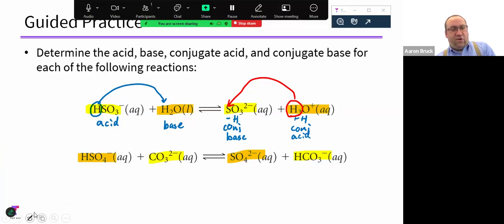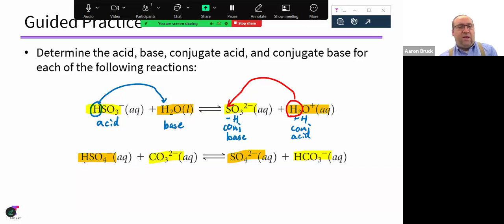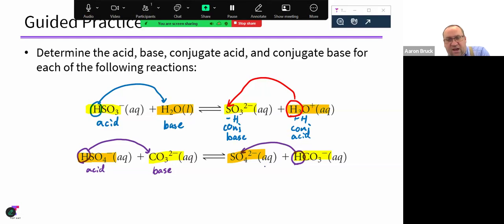But if I'm identifying what they're doing, again, I need to look at, well, what is happening? Hydrogen is going from the hydrogen sulfate to the carbonate. So that is acid behavior. Carbonate adding that hydrogen is base behavior. On the flip side, I can see that the hydrogen carbonate is donating its hydrogen to the sulfate. So that is acid behavior, but it is conjugate acid behavior because it's on the product side. And that means that the sulfate is a conjugate base.